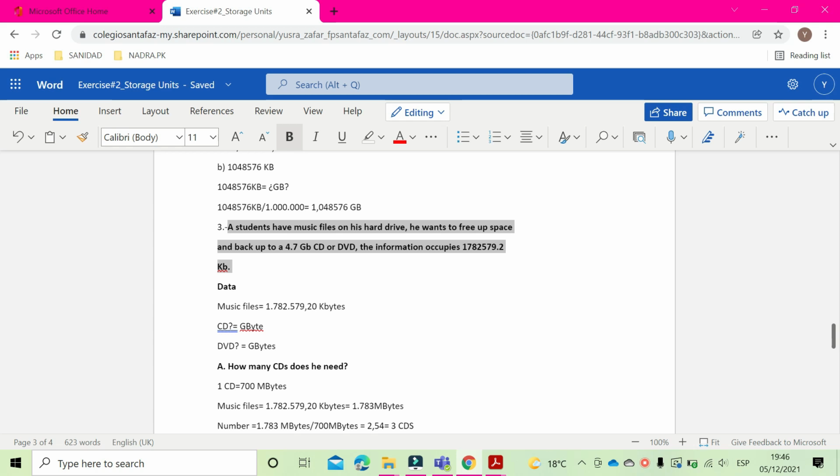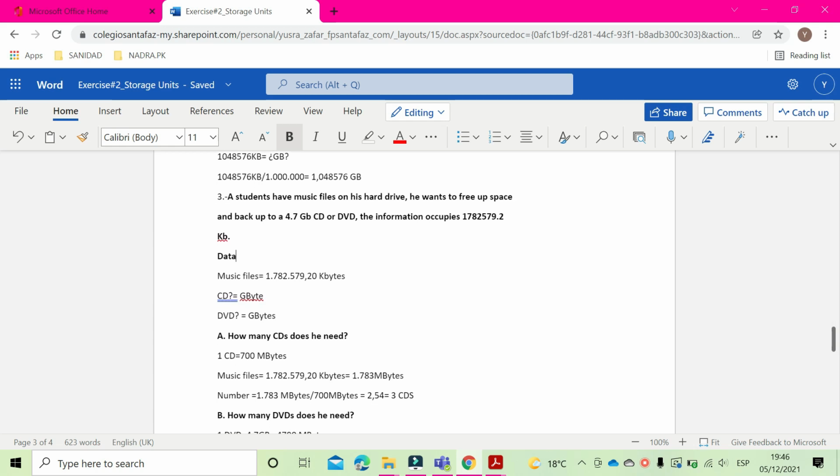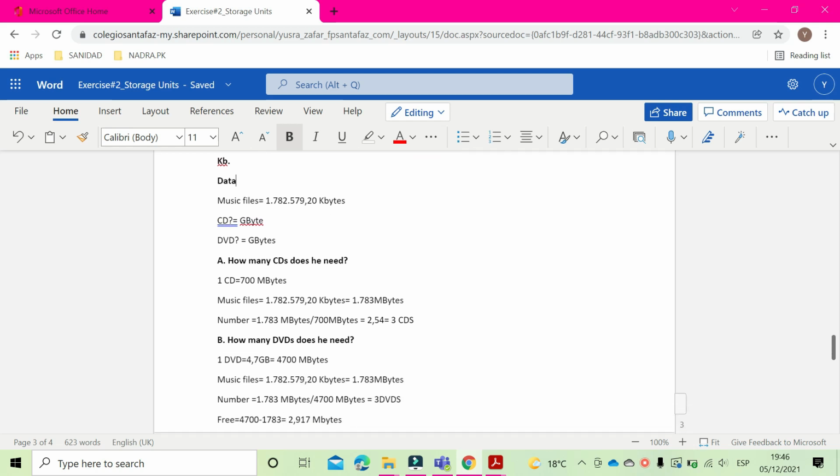The next question is, a student has music files on his hard drive. He wants to free up space and back up to a 4.7 GB CD or DVD. The information occupies 1782579.2 KB. Let's find out if we can save or not. The data of this exercise is the music file, equal to this unit we have, and how many CDs does he need?